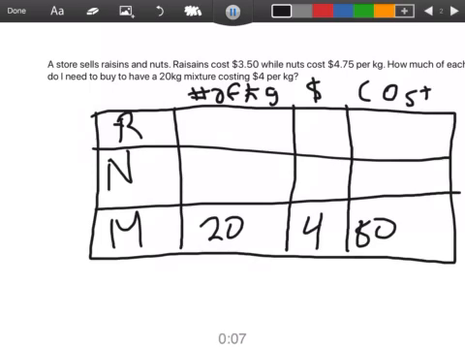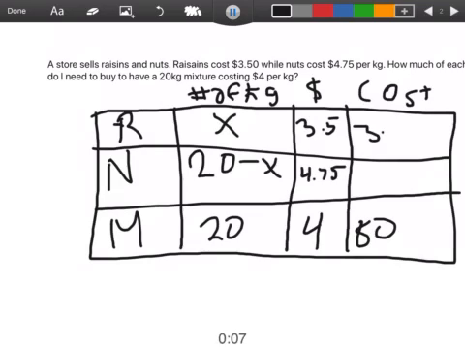For raisins, we don't know, we're trying to find the amount of kg. So x and 20 minus x. So if we have, let's say, 8 raisins and 12 nuts, we have 20 if you add all these up. So the price is $3.50 for raisins, and for nuts it's $4.75.